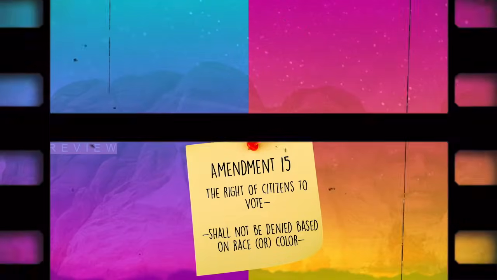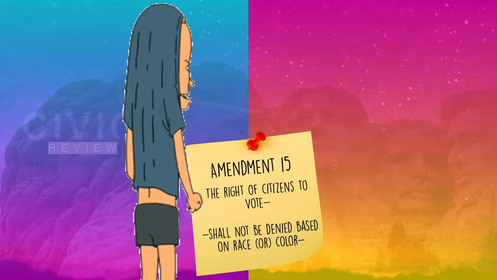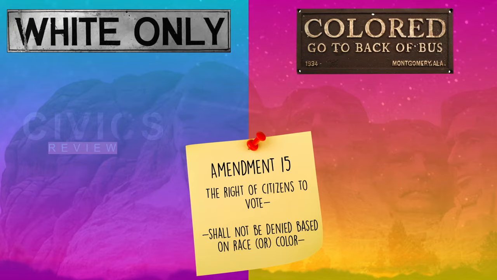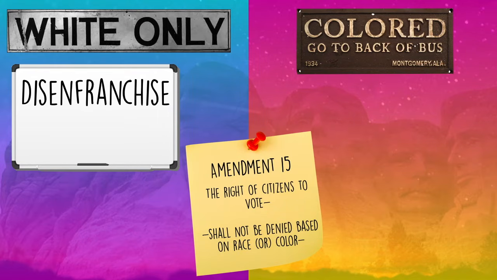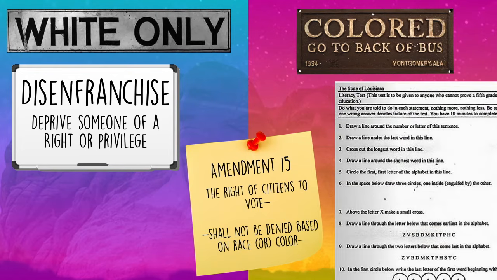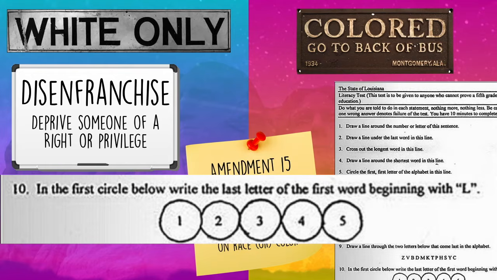If only that were the case. Unfortunately, the 15th Amendment was largely ignored when it first came out. There was segregation in the Deep South, and they tried to find ways to disenfranchise African Americans or newly freed slaves, and disenfranchise basically meaning to deprive someone of their right or their privilege, in this case to vote. And they came up with all kinds of crazy ways to prevent African Americans from voting. The first of which was a literacy test, meaning if you couldn't read this test, which was very subjective and very difficult, then you could not vote.